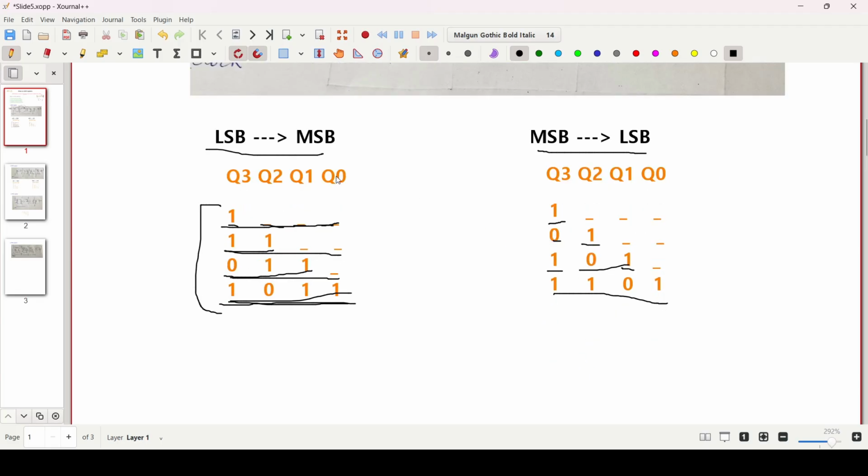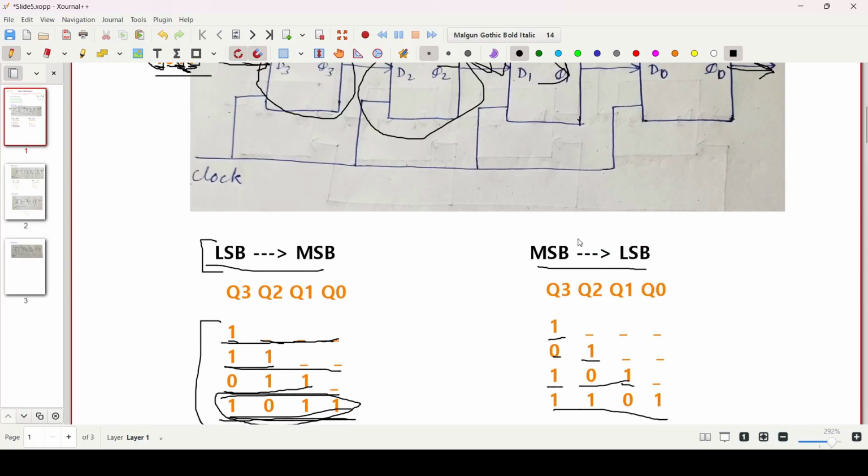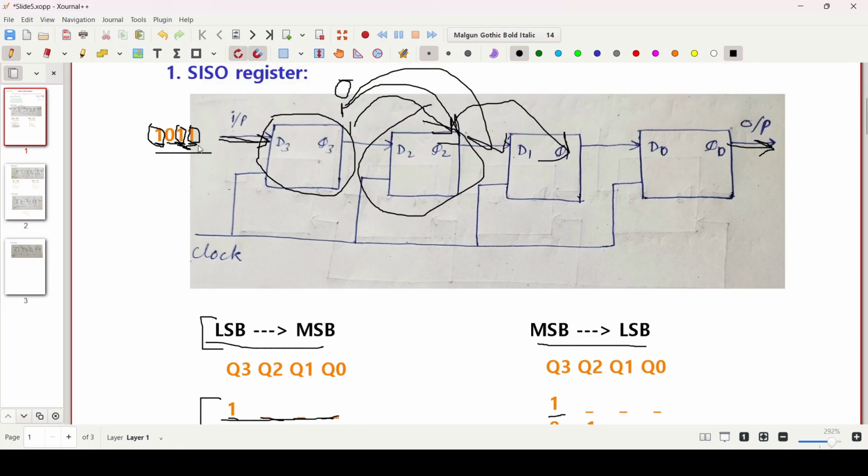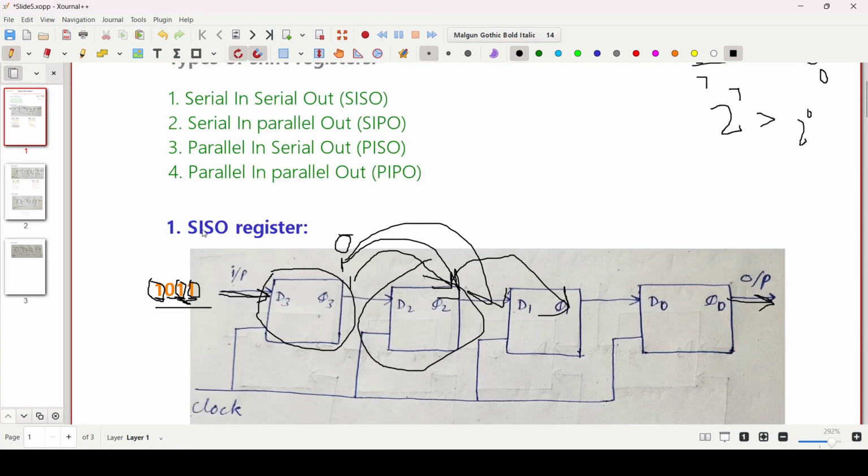So as you can see here, by taking a different order, LSB to MSB and MSB to LSB, the output order gets changed. Here we are getting 1011 and here we are getting 1101. So that is the impact of using a different input order. So this is about the SISO register.